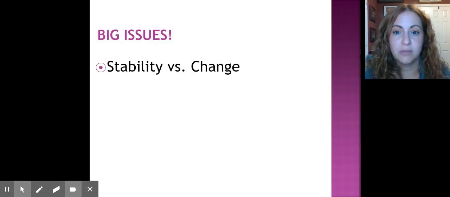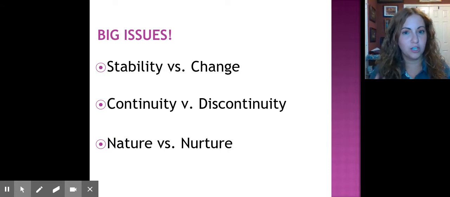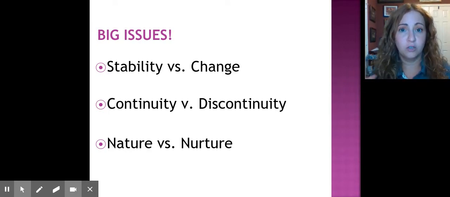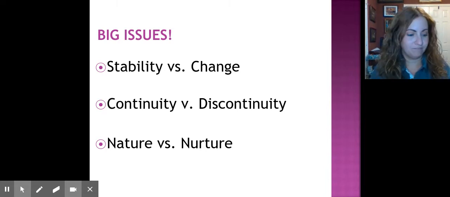Okay, so here are some big issues still with psychology today. We'll touch on each of these throughout the course, but one of the big issues is stability versus change. Are we stable throughout our whole life in terms of intelligence, personality, emotional stability, or do we fluctuate? Do we change? Our intelligence, emotional stability, and our personality, can that change throughout our life?